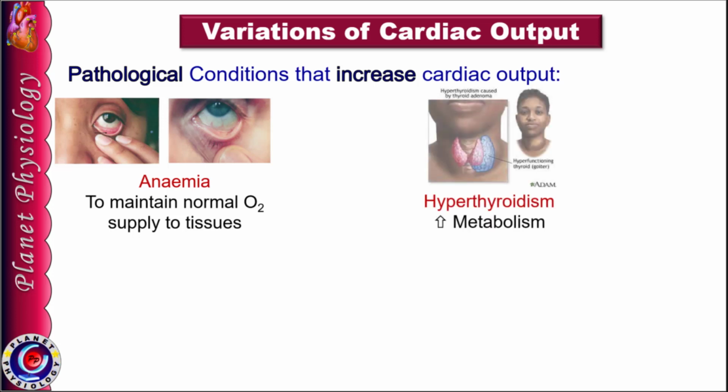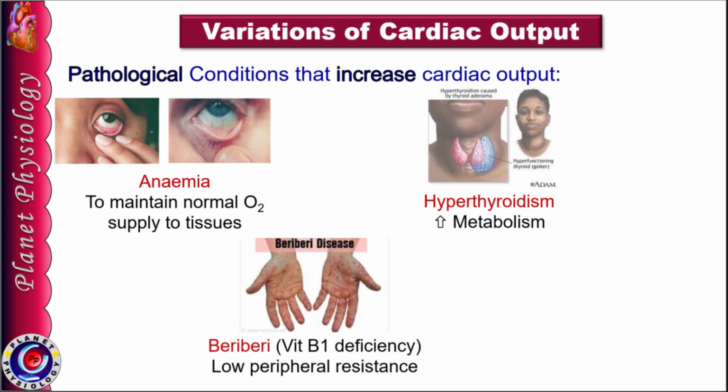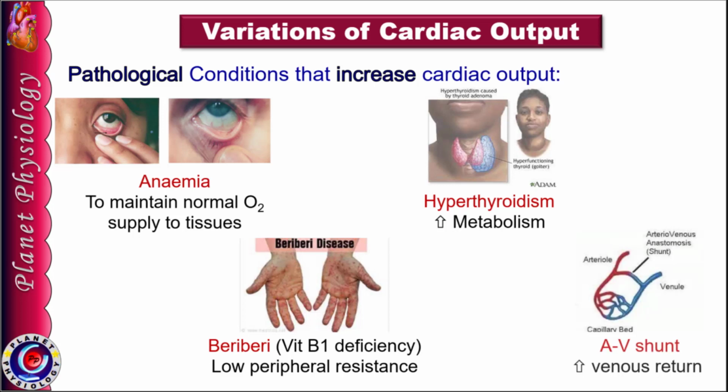Next, in hyperthyroidism, excess thyroid hormones increase general metabolism of the body and to supply required oxygen, cardiac output increases. Thyroid hormones also have direct positive effects on SA node conducting system as well as myocardial contractility. Hence, they increase stroke volume as well as heart rate and hence the cardiac output. In beriberi, cardiac output is increased due to lesser peripheral resistance. And in case of arteriovenous shunt, venous return is elevated leading to increase in the cardiac output.